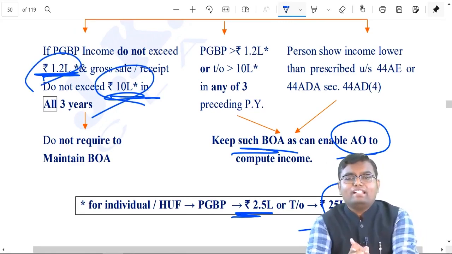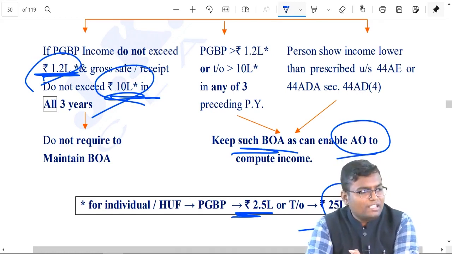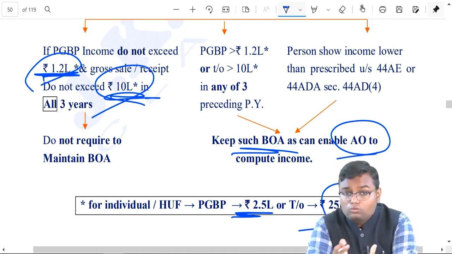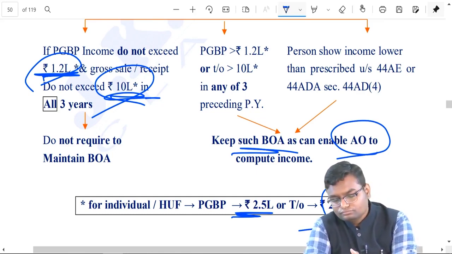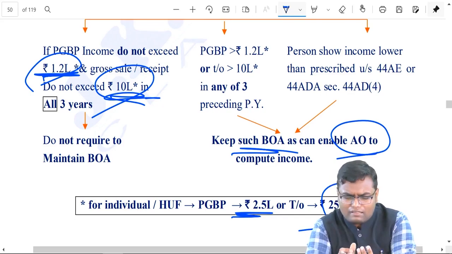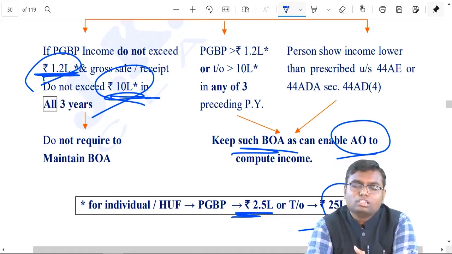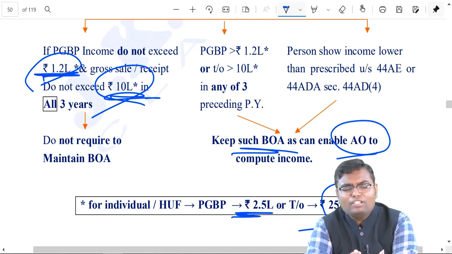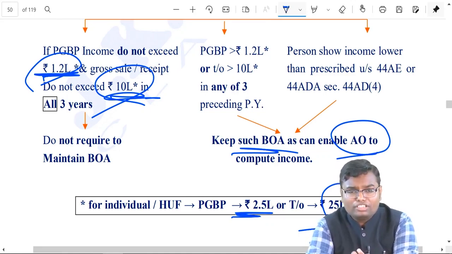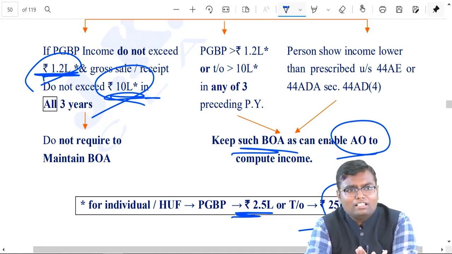Now, one more category is there who are compulsorily required to maintain books of accounts. Please understand carefully, from which other topics will be covered. There are 3 sections: 44AD, 44ADA, 44AE. 44AD, presumptive taxation for a businessman. 44ADA, presumptive income for a professional. 44AE, presumptive income for a person who is engaged in the business of plying, hiring or leasing goods carriages.